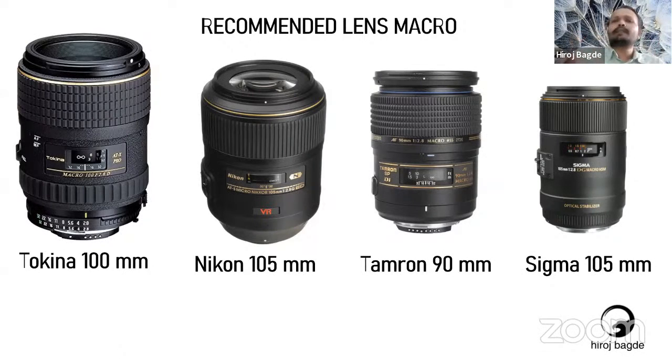Within that range, I have given these 4 categories. You can even go for Sigma. Sigma is not a bad company. It is a very good company. You can go for Sigma also. But the problem is with the sturdy nature of these lenses.